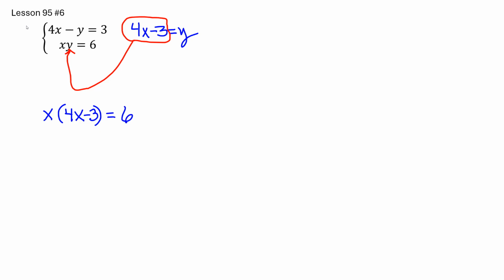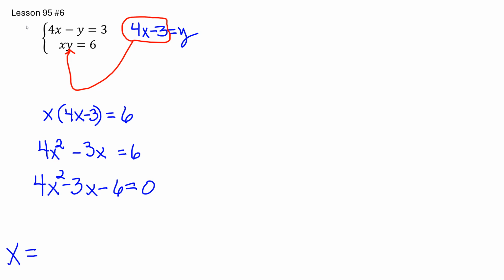Now we will use the distributive property and multiply x times 4x to get 4x squared, and then x by negative 3 to get negative 3x, and then equals 6. And now we have a quadratic, so we need to move everything to the left side of the equation. In this case, we're going to use the quadratic formula to solve. So our a is 4, our b is negative 3, and our c is negative 6.